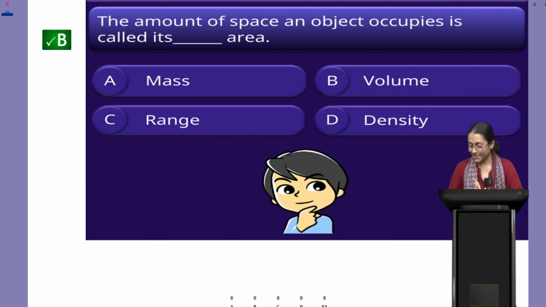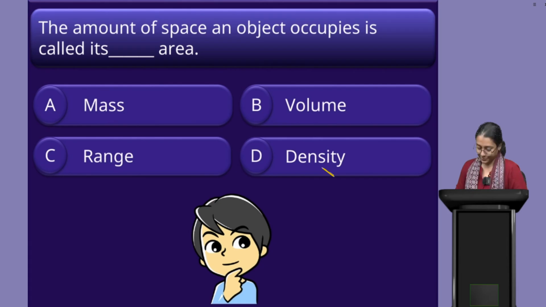Very good. So many of you have given the right answer. So, our correct answer will be option B. The amount of space which is captured by an object is known as its volume. So, our right option will be option B, volume. Clear everyone? Very good.